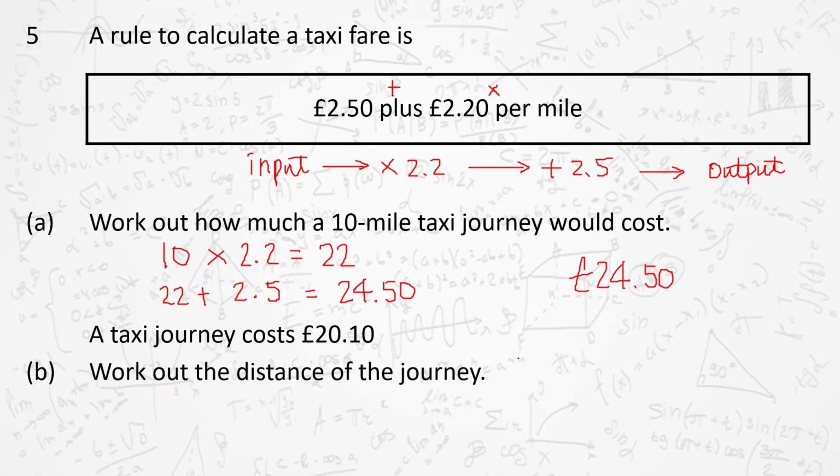So output to input, going backwards. We start with 20.10, doing the opposite. So minus 2.5 first. We have 17.6. Then instead of times by 2.2, we need to divide by 2.2. 17.6 divided by 2.2. Put in the calculator, 8. So the journey was 8 miles.